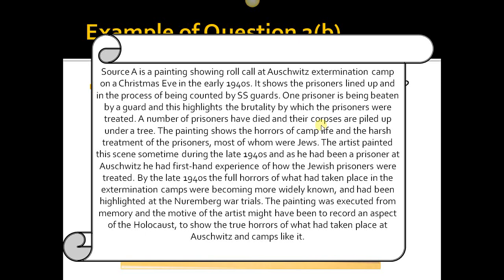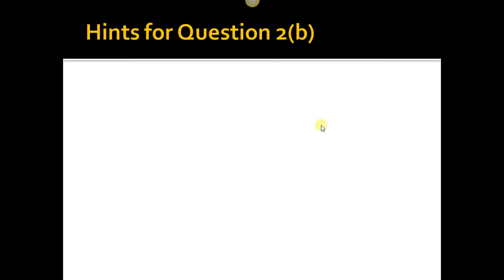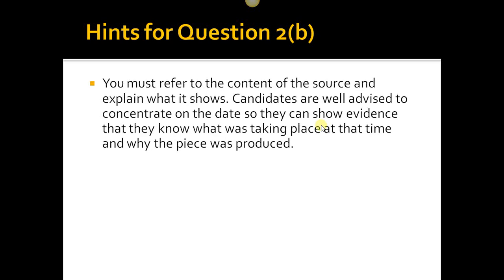However, that, I would say, is a great answer for that type of question, and I hope we can give you a couple of hints here, which will also benefit you. You must refer to the content of the source and explain what it shows, which that person has done. Candidates are well advised to concentrate on the date so they can show evidence that they know what was taking place at that time and why the piece was produced. Very important.